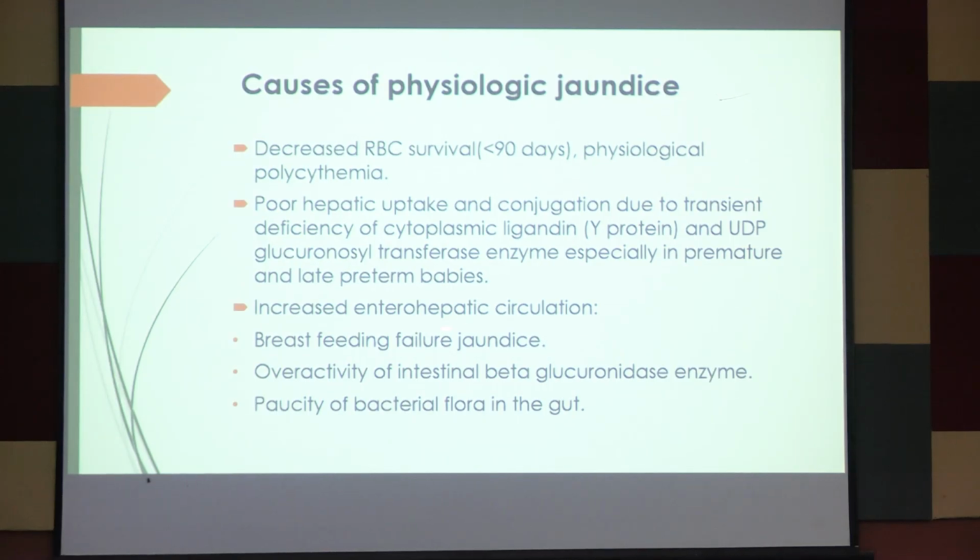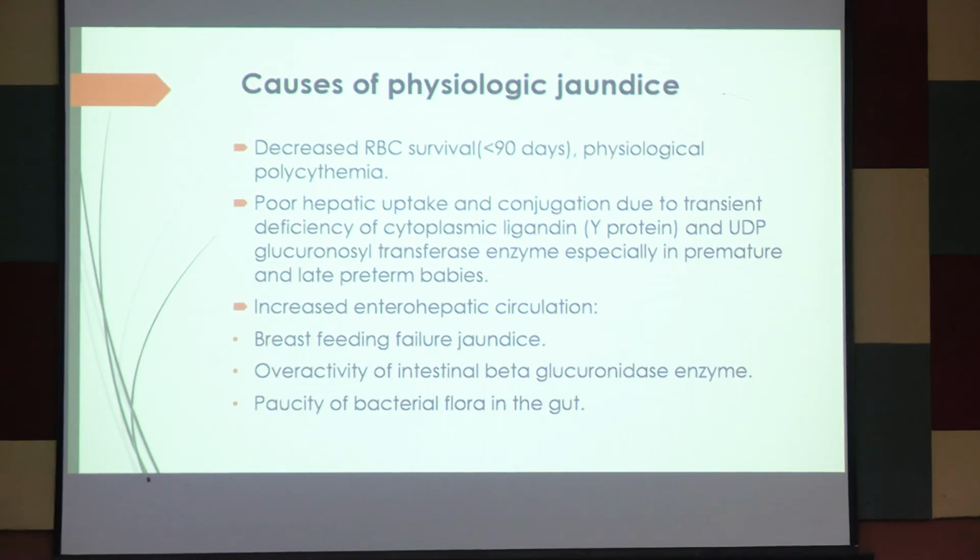Then increased enterohepatic circulation. Enterohepatic circulation will be more, so conjugated bilirubin will again be converted to unconjugated bilirubin. There will be indirect hyperbilirubinemia. Now, breastfeeding failure jaundice causes: lack of breastfeeding, lack of gut clearance, and increased enterohepatic circulation, because enterohepatic circulation occurs from the gut. Beta glucuronidase enzyme is there. Overactivity of intestinal beta glucuronidase enzyme and paucity of bacterial flora in the gut.